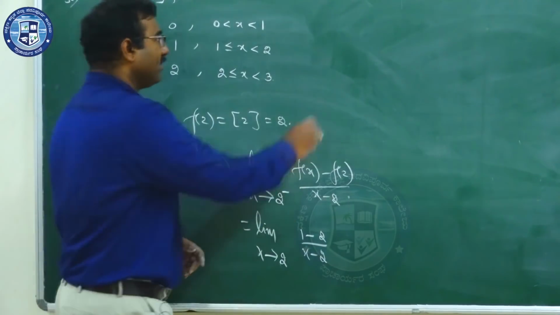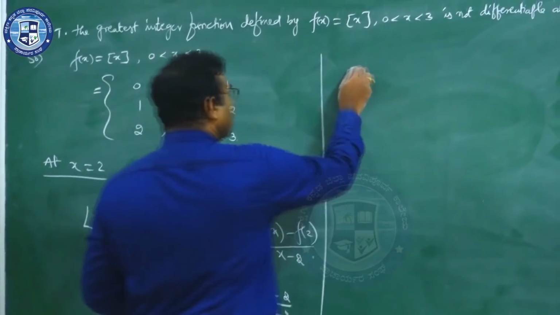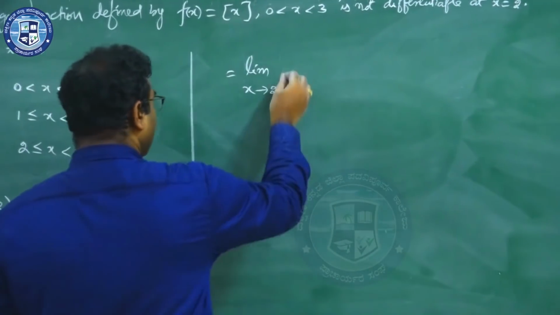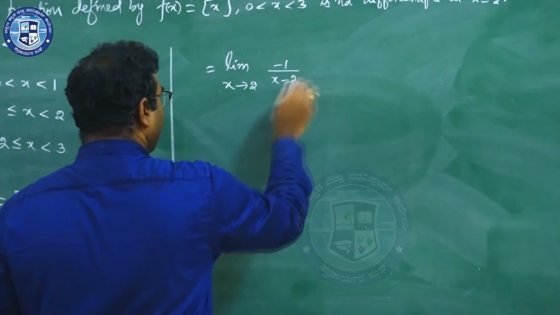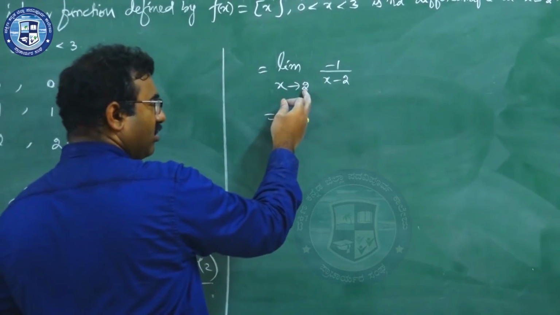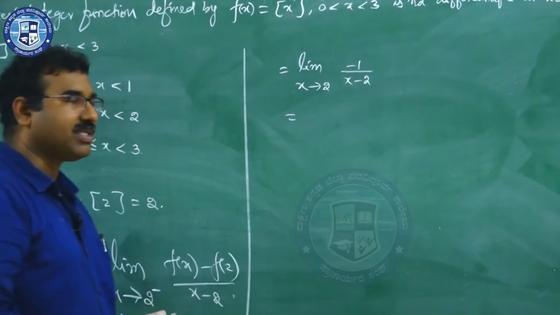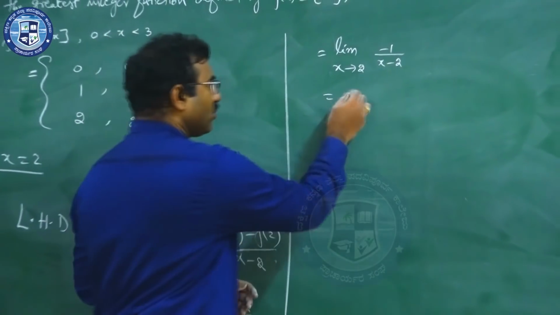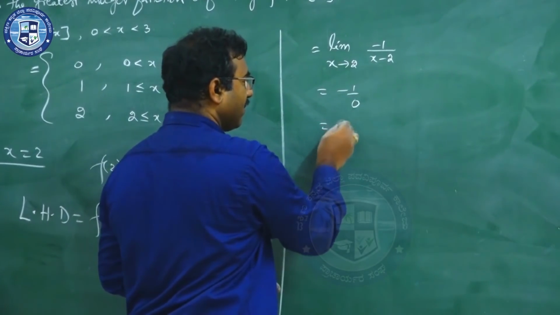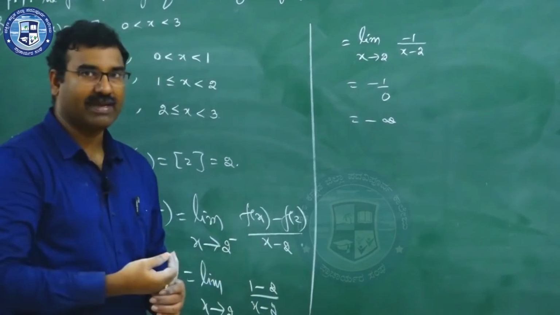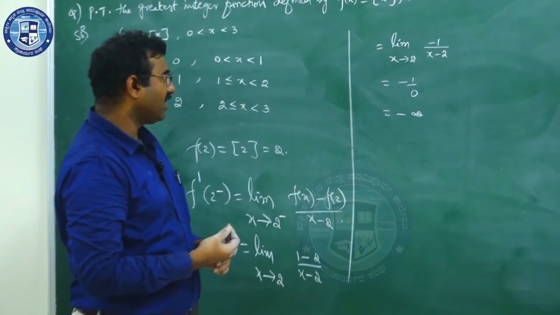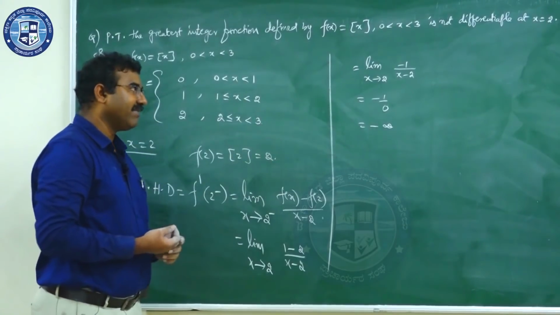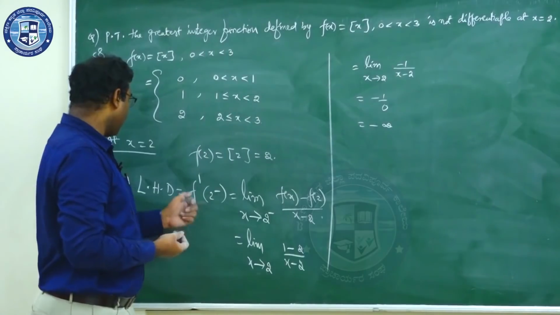So what are we getting here? Limit x tends to 2, 1 minus 2, that means minus 1 divided by x minus 2. When x is coming close to 2, x minus 2 tends to 0, right? Minus 1 by 0. So that means minus infinity it is. Okay. So when x is coming close to 2 from the left side, at that time the derivative you are getting is minus infinity.